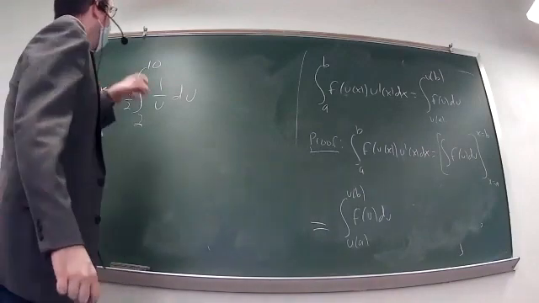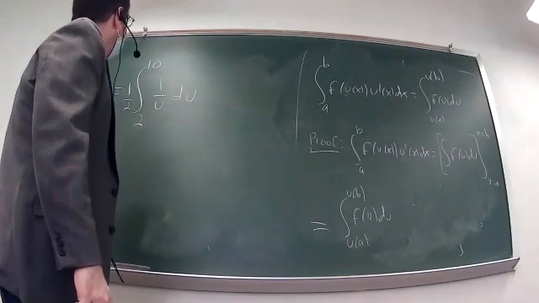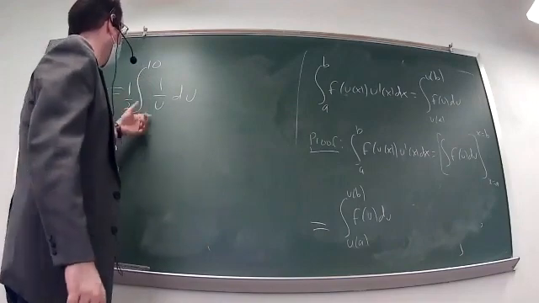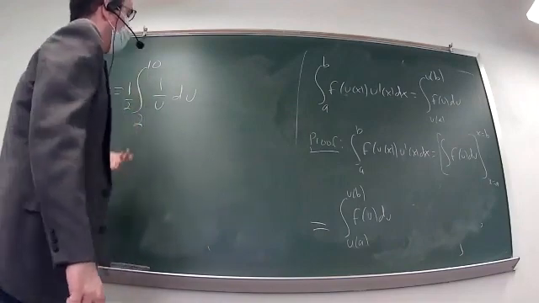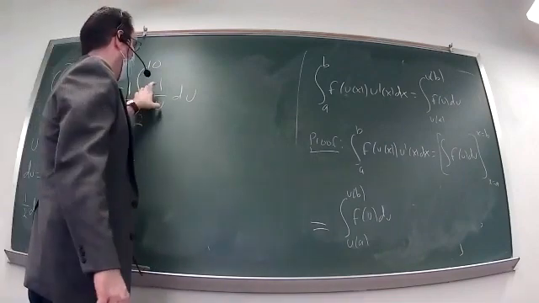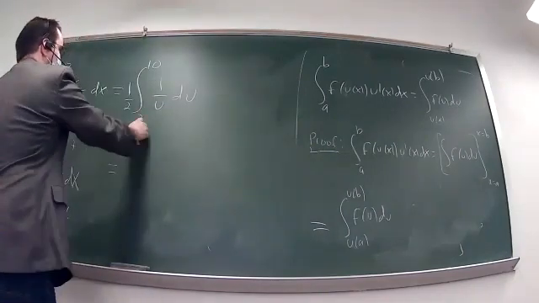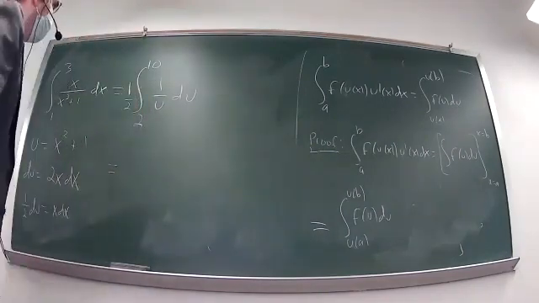And so this is great. So you can integrate 1 over u as long as u is always bigger than 0, or u is always less than 0. If you cross u equals 0, you run into a problem with a singularity there. But going from 2 to 10, that's good.